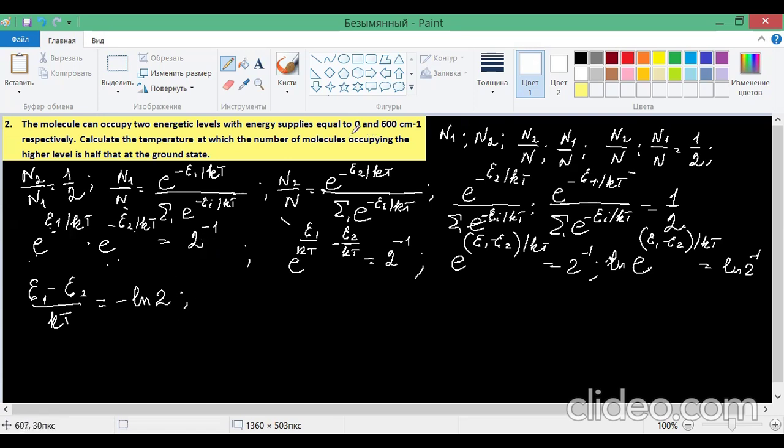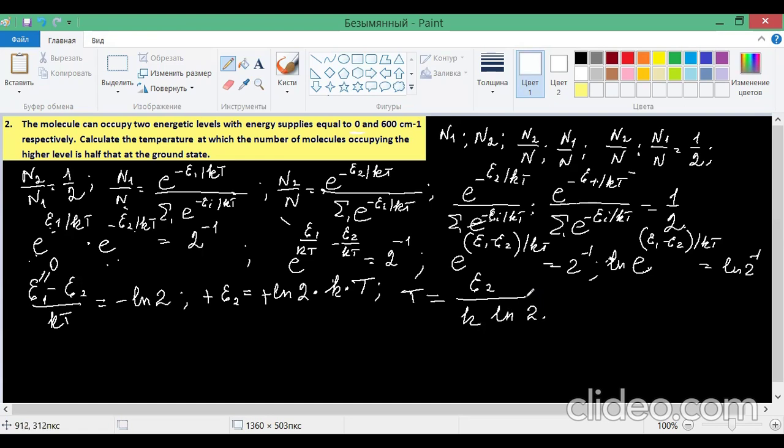But the energy of the ground state is equal to 0, right? And it means that minus epsilon sub 2 is equal to minus natural logarithm of 2 times k times T. Minus by minus gives us plus. And from this equation, we can get T. T is equal to epsilon sub 2 divided by k and by natural logarithm of 2, right?